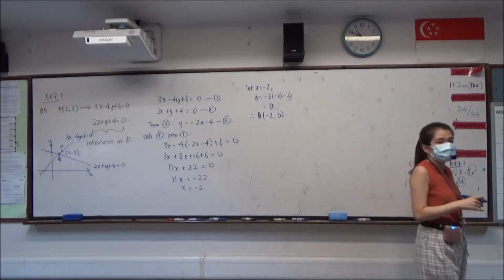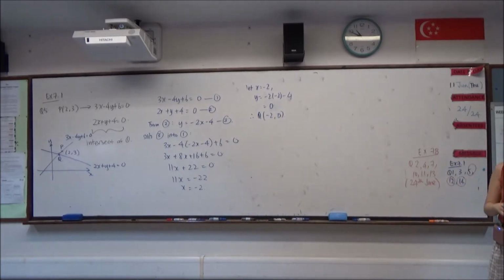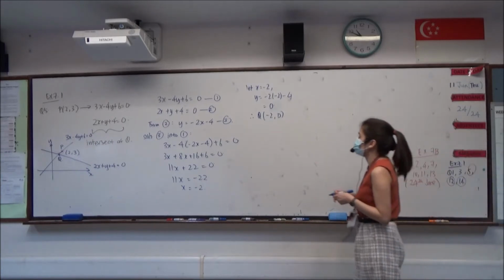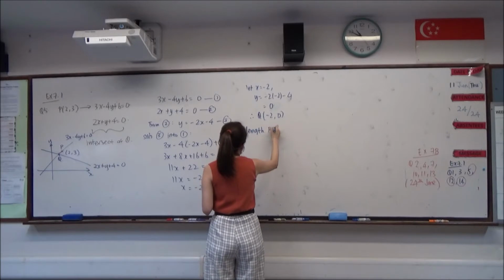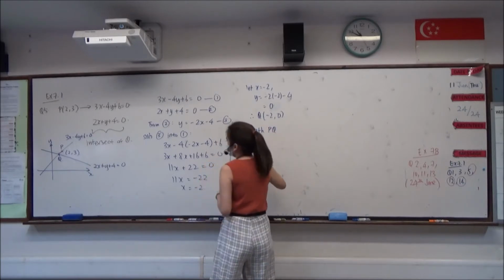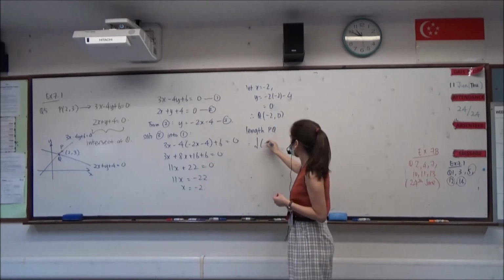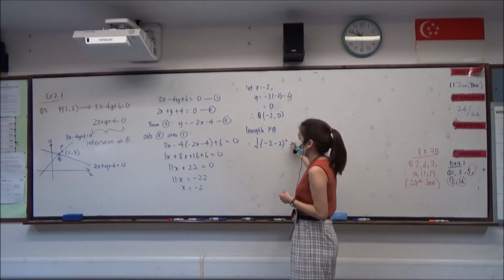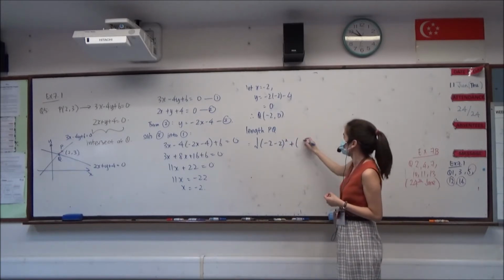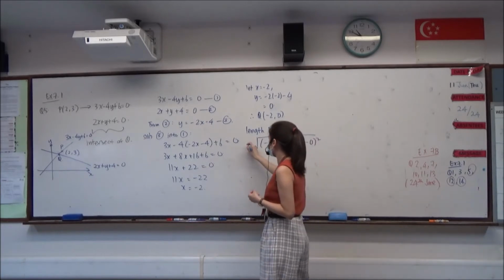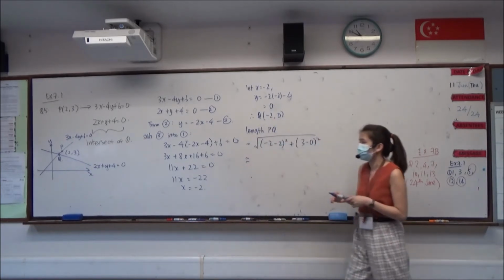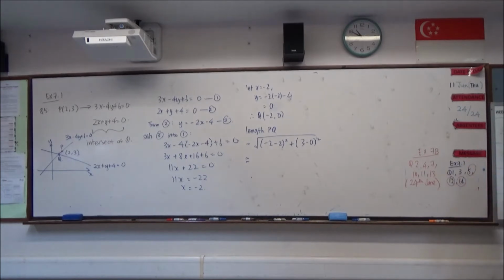Right, so now that we have the coordinates of Q already, finding the length of PQ will just be using the formula where we take the square root of the difference of the x coordinates squared, plus the difference in the y coordinates squared, and I'll leave you to find that value. Okay? Understand?